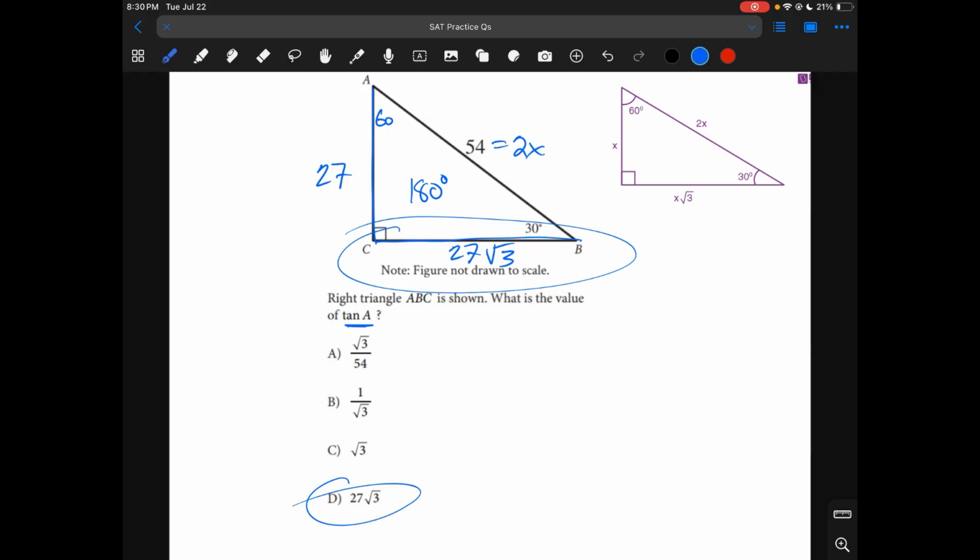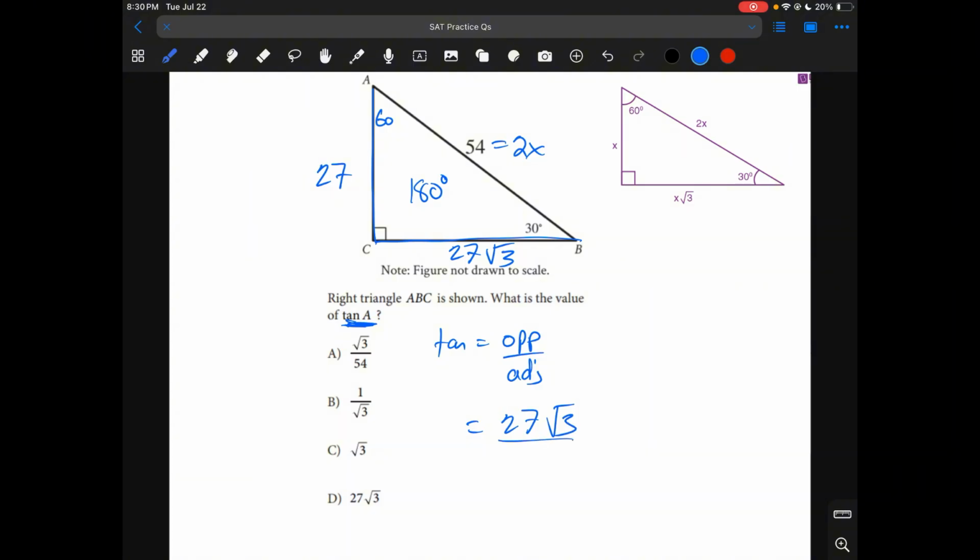But if you slow down and remember what you're actually solving for is the tangent of A, say, oh, right, the tangent is the opposite over adjacent. And now that I found those, I can say that the tangent of A is equal to 27 root 3 divided by 27. And these cancel out, meaning that the answer is really C.